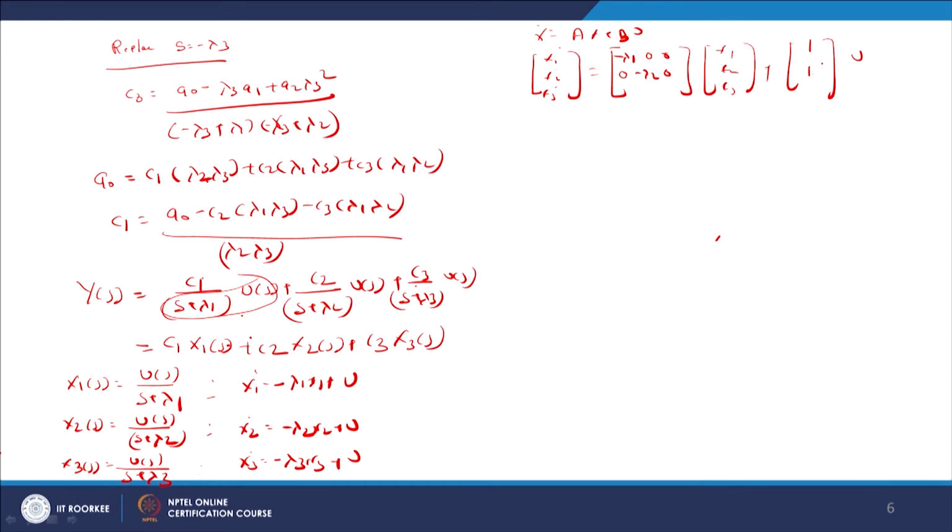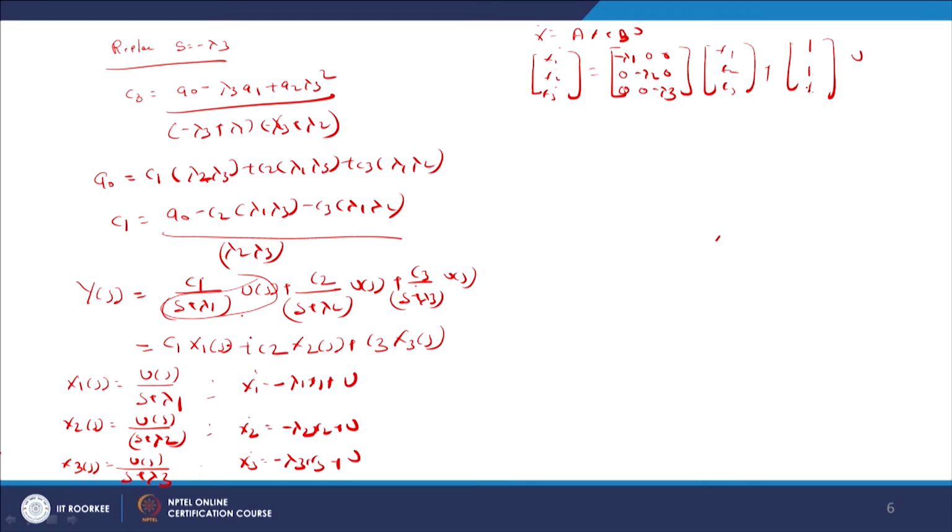And now about x3 dot. x3 dot equals, what will we write? 0, 0, minus lambda 3. So lambda 1, lambda 2, lambda 3, because here also in x3 dot there are no terms for x1 and x2. Just see here, x3 dot equals minus lambda 3 x3 plus u, and this is the term for u. So this is the state space model.